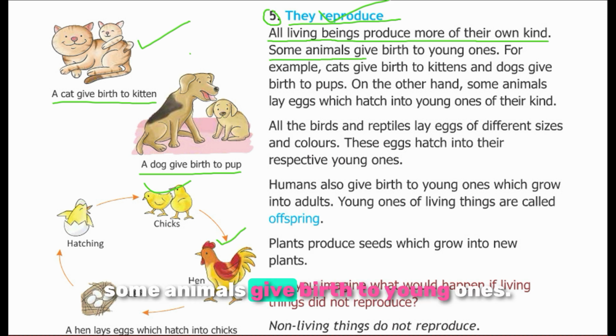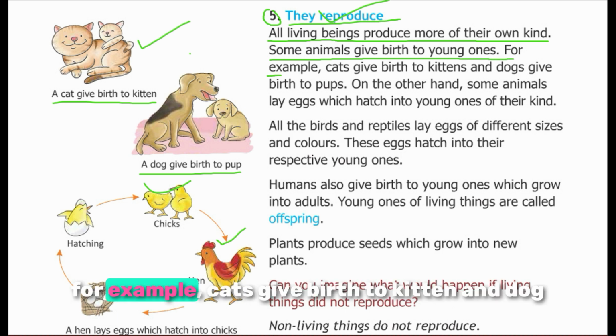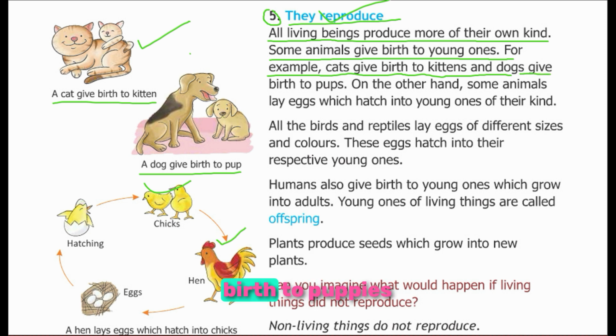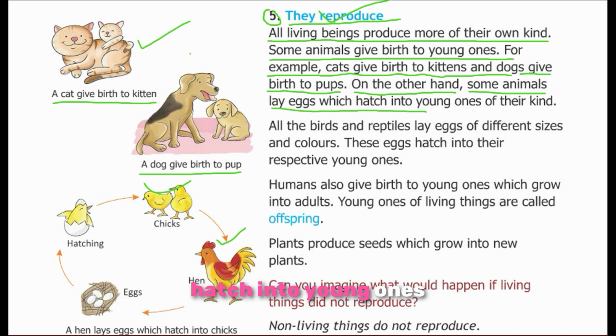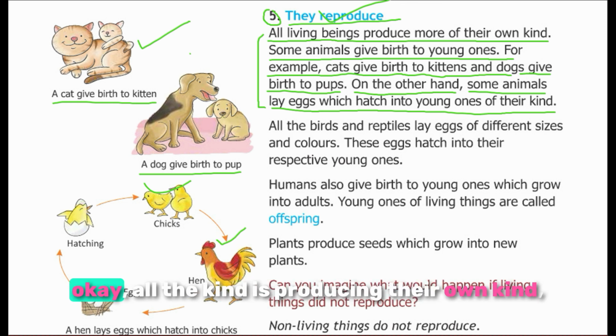Some animals give birth to young ones. For example, cats give birth to kittens and dogs give birth to puppies. On the other hand, some animals lay eggs which hatch into young ones of their kind. All living beings are producing their own kind.